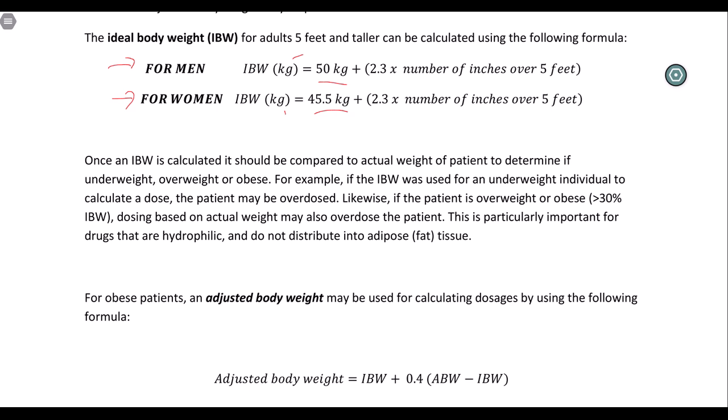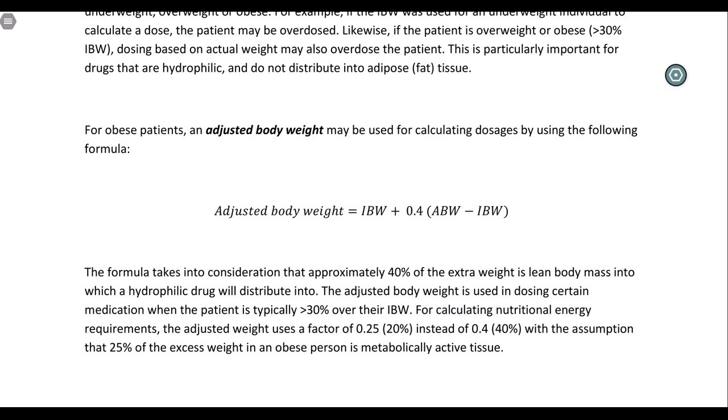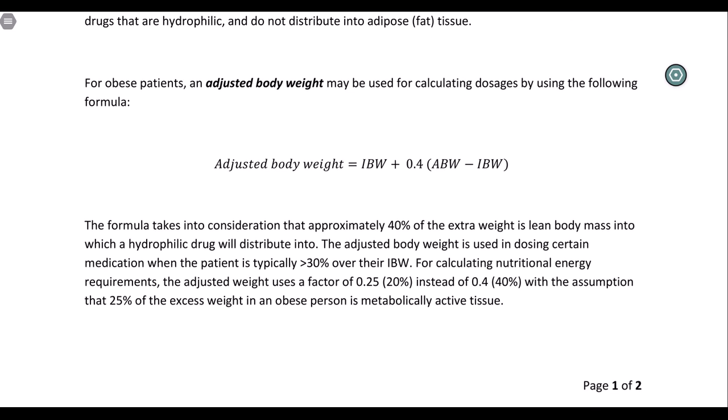And again, you can read what is written there. I don't want to waste the video time on that. I'd rather do the math portion of it. If somebody is really obese, you can do an adjusted body weight. The adjusted body weight is going to be the ideal body weight plus 0.4 times their actual body weight minus their ideal body weight. So the difference between what you calculated for ideal body weight, subtracted from their actual body weight, you multiply that by 0.4.